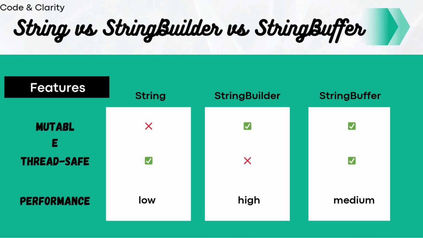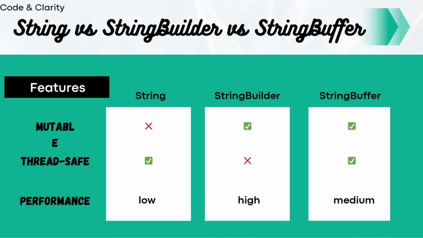Now next is thread safety. Strings are thread safe, StringBuilder is not thread safe. Again, StringBuffer is thread safe. And the last feature is performance. String has low performance, StringBuilder has high performance, and StringBuffer has medium performance. Now use String when data does not change that much. Use StringBuilder for high performance operations like concatenation and loops, and use StringBuffer when multiple threads might be modifying the string. Okay, so got the use cases.